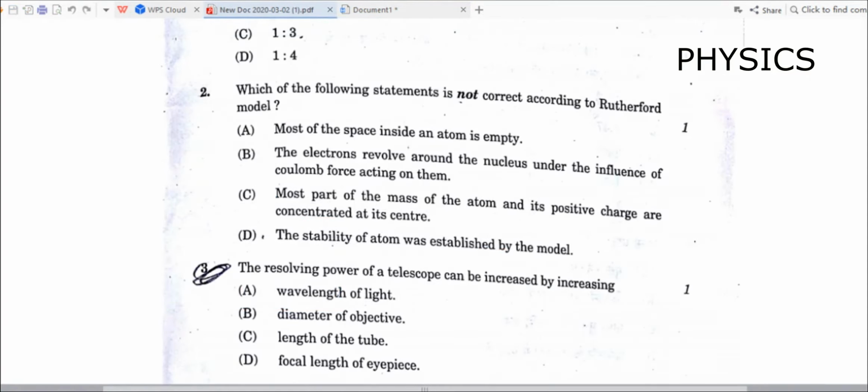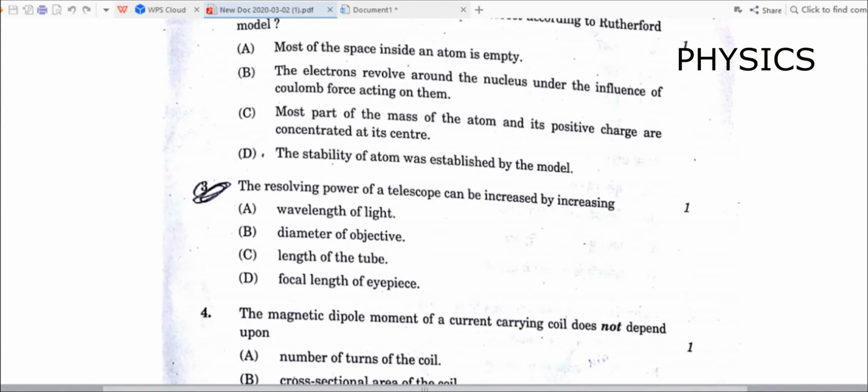Question number 2, we have to find the incorrect statement regarding Rutherford's model, and the answer is D. Of course, the stability of atom was established by the model. No, actually it is one of the drawbacks of Rutherford's model, and that's why it is not correct, and the answer is D. Question number 3 says the resolving power of a telescope can be increased by increasing.